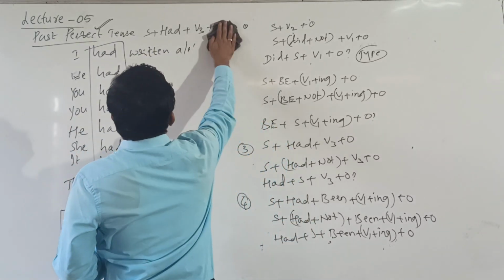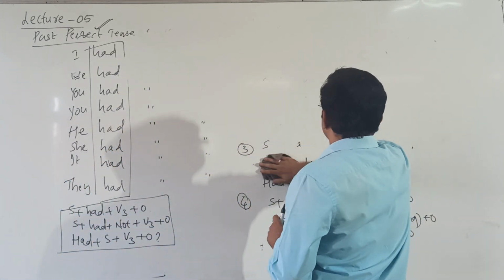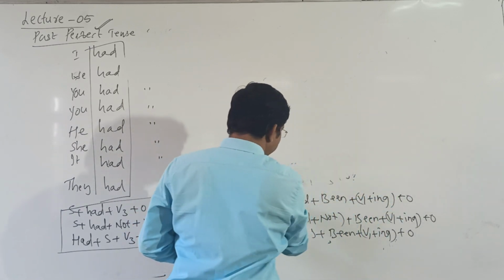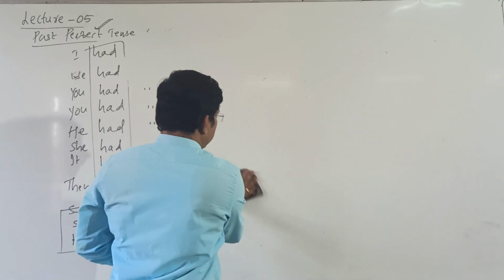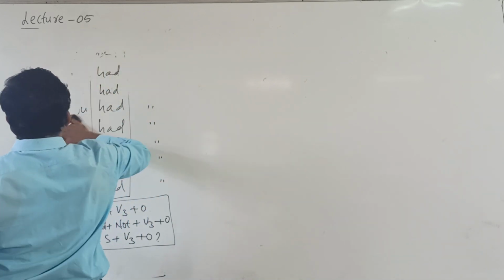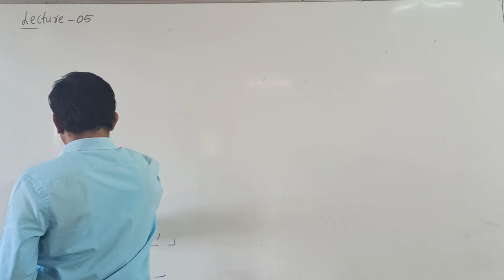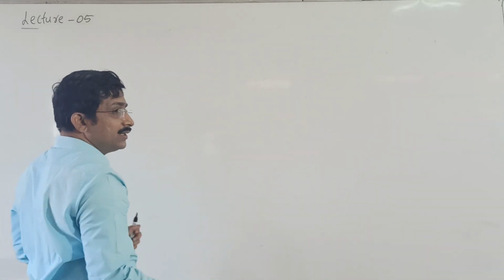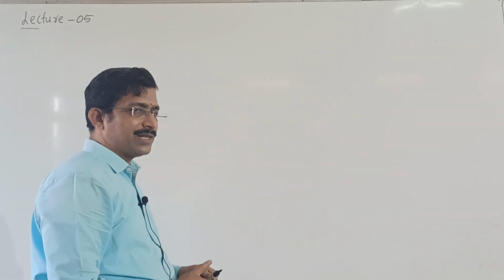Now future tense. In future tense, as we studied auxiliaries yesterday, that is primary and modal auxiliaries, we use modal auxiliaries, shall and will. In first person singular and first person plural, we use shall, and in all remaining persons, in second person and third person, we use will.